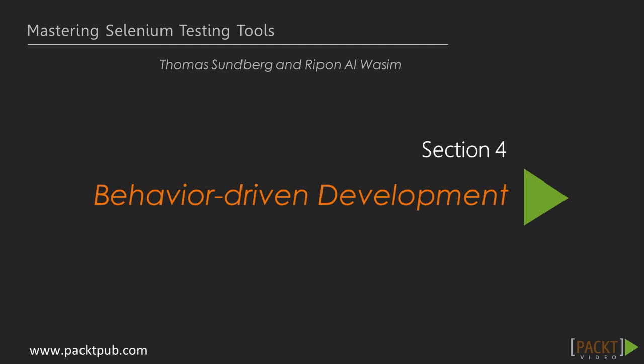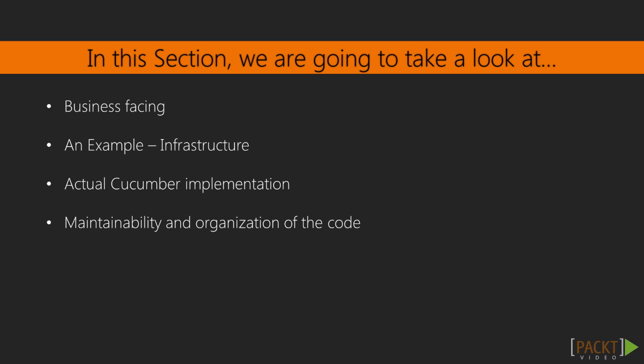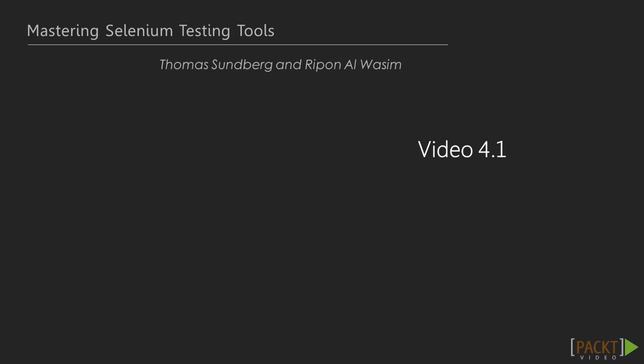Welcome back to the fourth section in this video course. This section will be about how to define the natural behavior of the system. We are testing in such a way that the representatives of the business can read and understand what they actually require or the expected feature is.